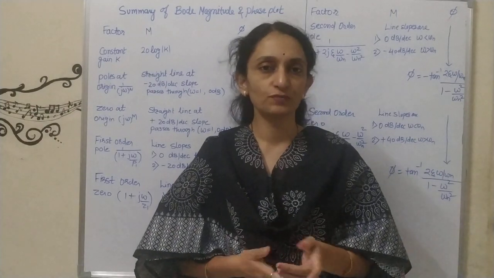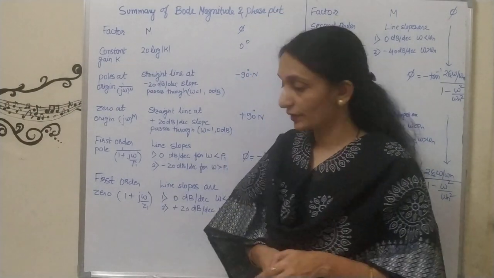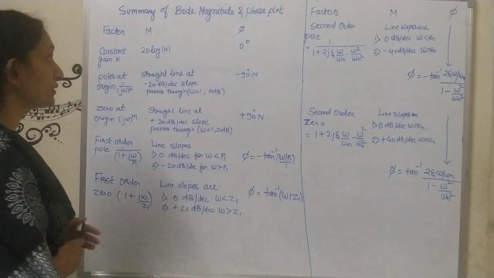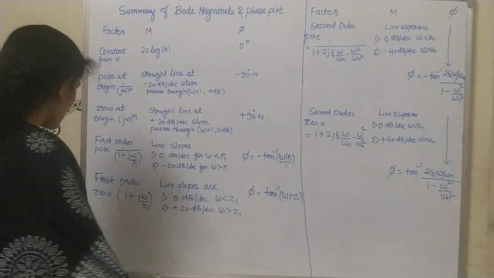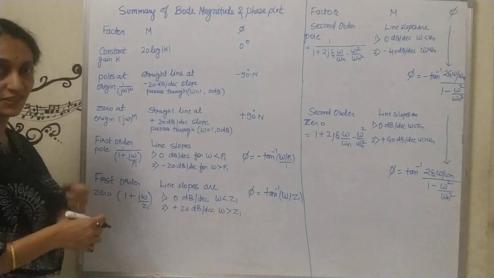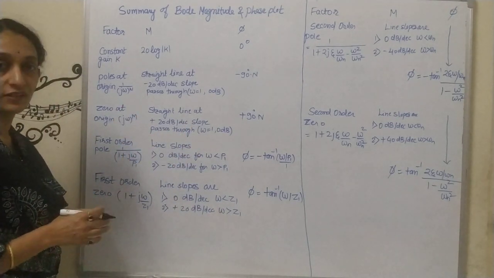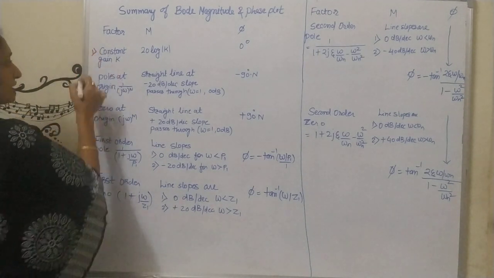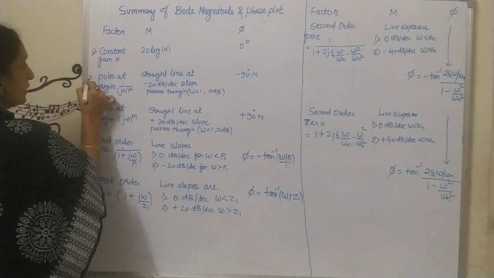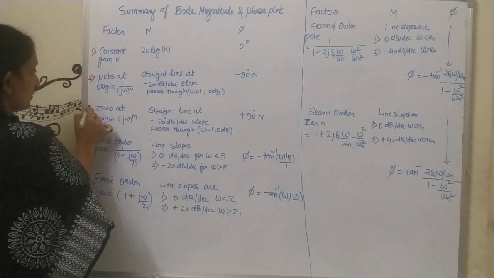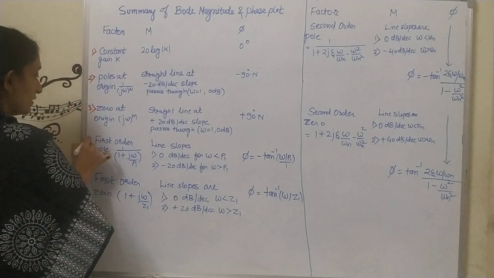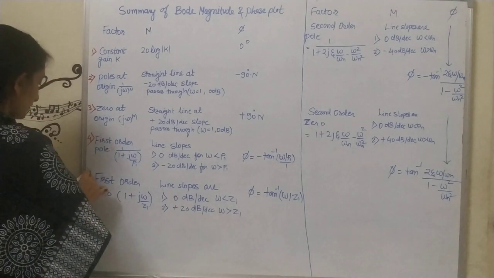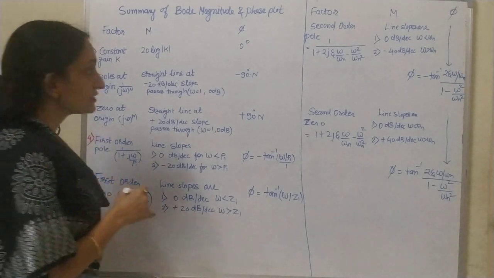Hello students, as we have discussed in the last lecture, I am showing you the summary of the Bode magnitude and phase plot. All these are the factors from the transfer function that we have already discussed in the first lecture. So see how many factors are there. Factor number 1, constant gain k, then pole at origin, number 3, zero at origin, number 4, first order pole, which will be the real pole.